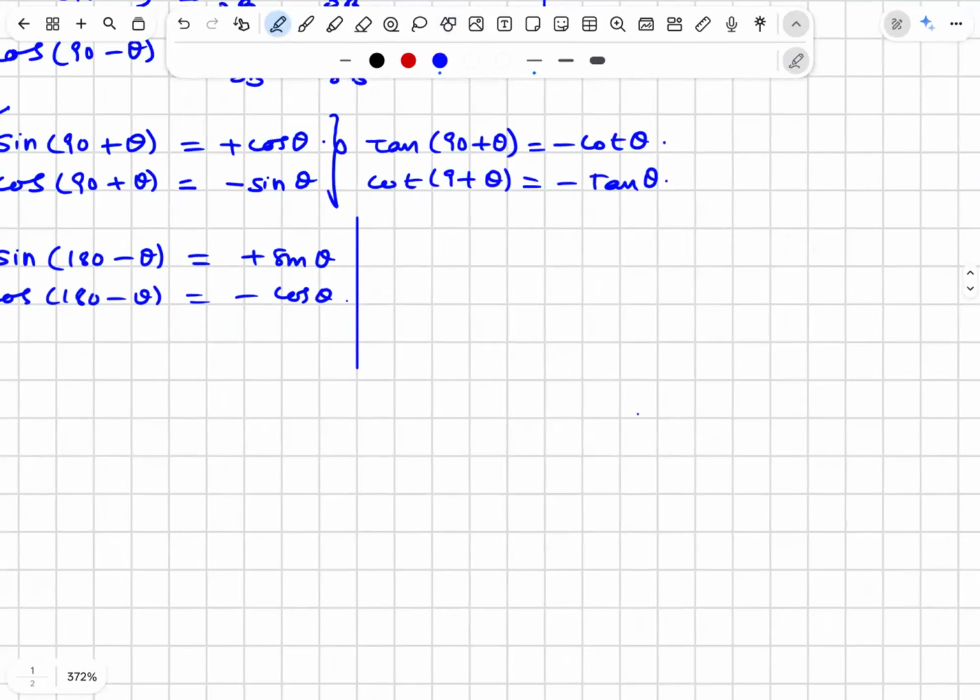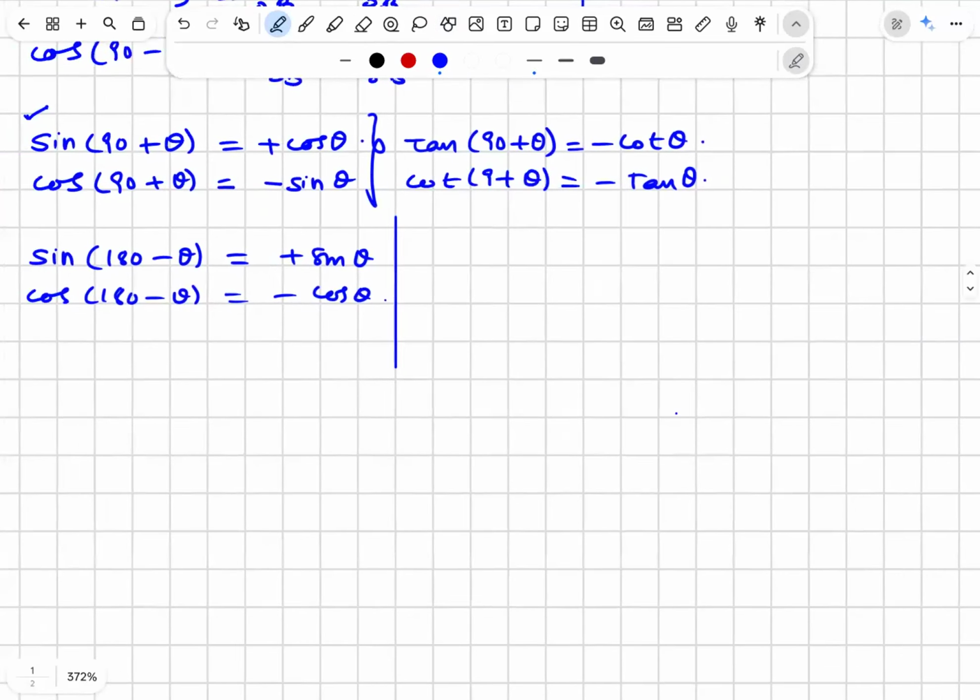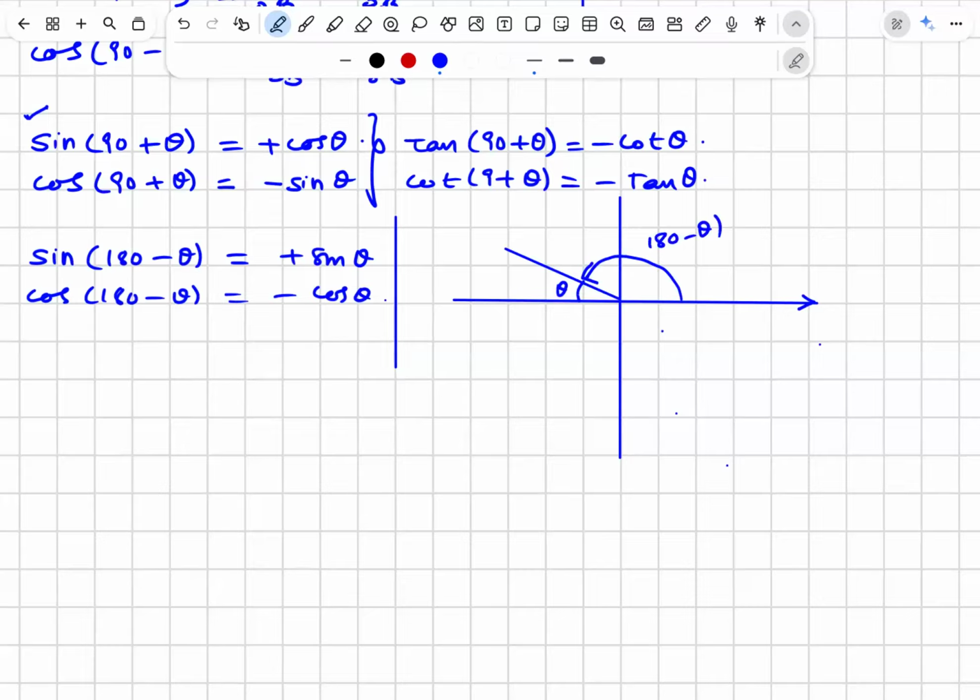Yes, good question. Good question. When I am taking 180 minus theta, actually, this is theta. You will usually measure the angle with respect to positive x-axis. So now this is 180 minus theta. Okay. So you are asking about sine 180 minus theta.